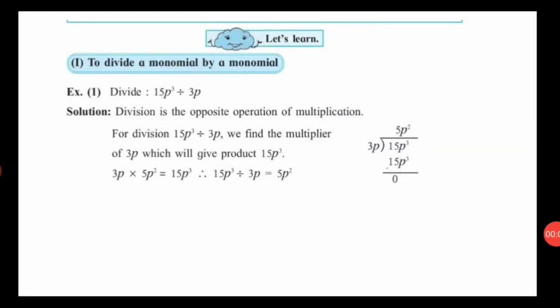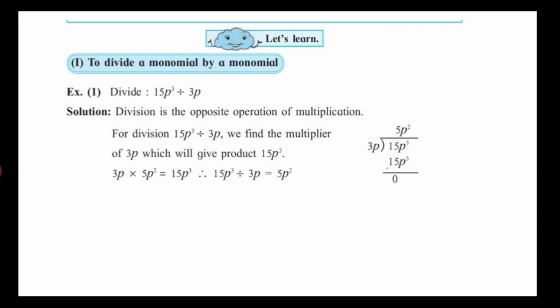Now let's come to the topic of our lesson, which is division. First, to divide a monomial by a monomial. You all know what a monomial is. A monomial means an algebraic expression having only a single term. It is a polynomial of one term only. So the first example is 15p cube divided by 3p.